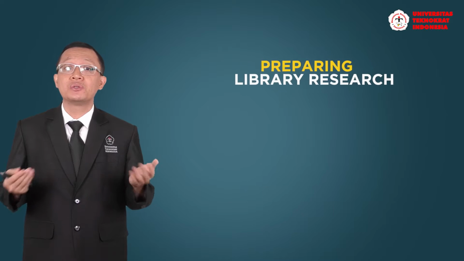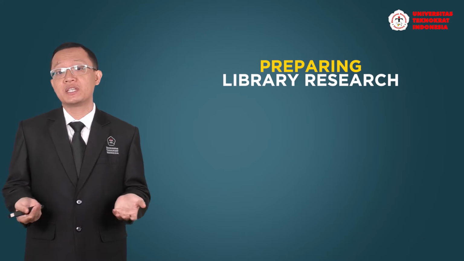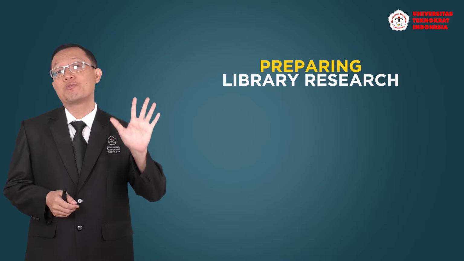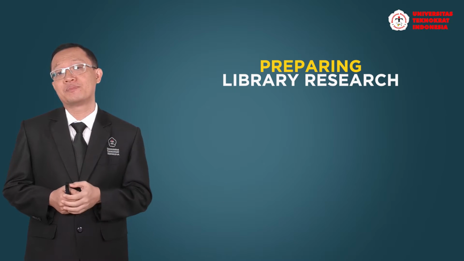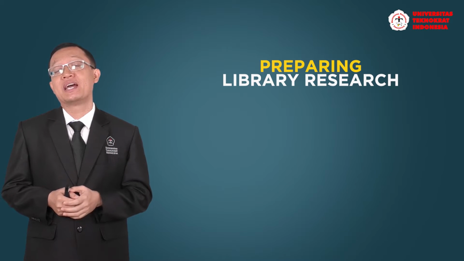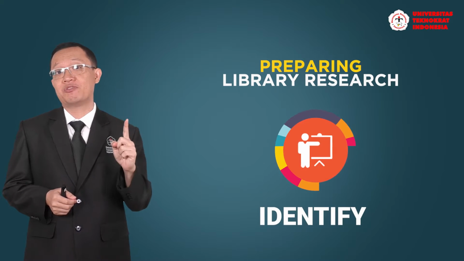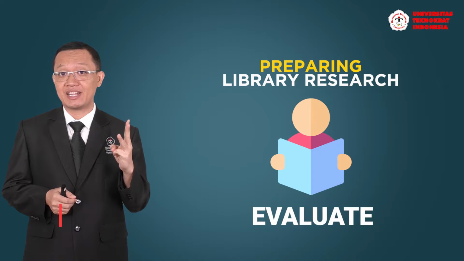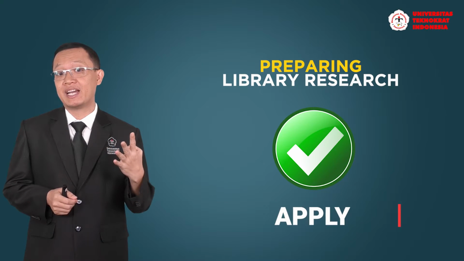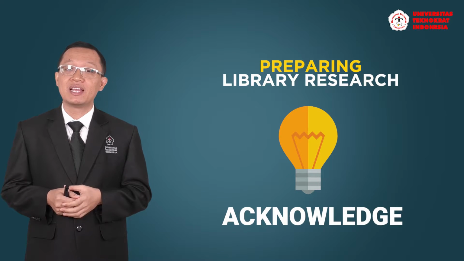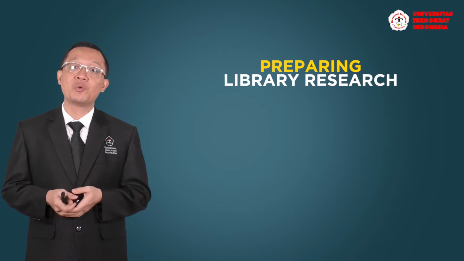Now, you need to know how to prepare a library research. Principally, there are 5 steps to prepare library research. You have to keep this in your mind. Number 1, identify. Number 2, find. Number 3, evaluate. Number 4, apply. And number 5, acknowledge. Now, let's take a look at it one by one.